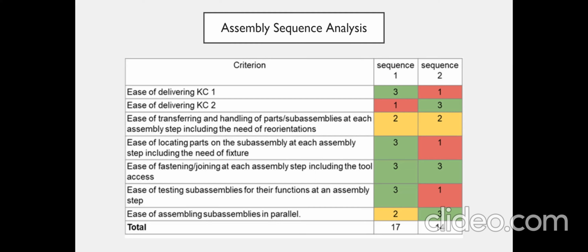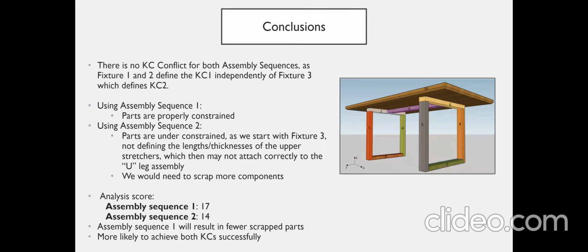Then looking at the locating parts, sequence 1 is significantly easier because these are smaller parts being put together to make the first set of assemblies, whereas in sequence 2, we have larger parts, so it's not as easy. Then testing subassemblies, we know that a rectangular shape is more dimensionally stable versus a U shape, which is not constrained and has no fixture to define its shape. So all in all, sequence 1 has an assembly sequence analysis score of 17, whereas sequence 2 is 14. So in conclusion, a few things.